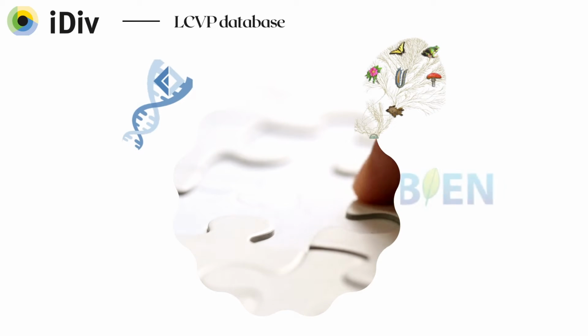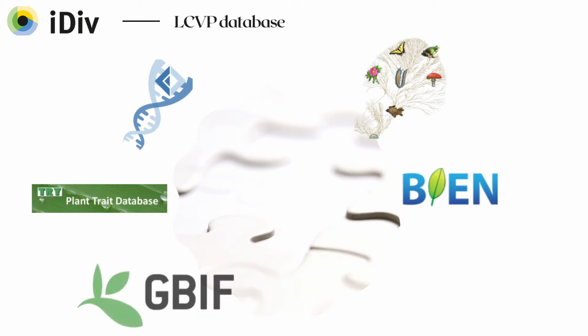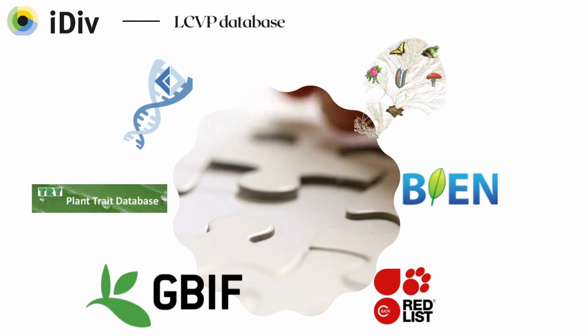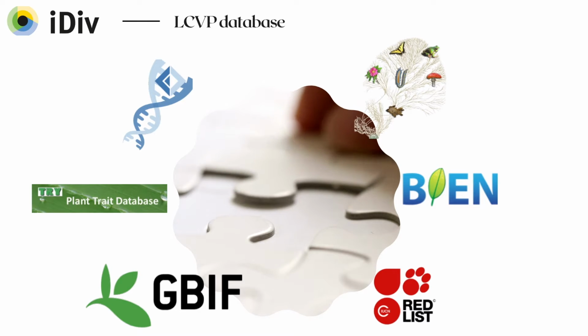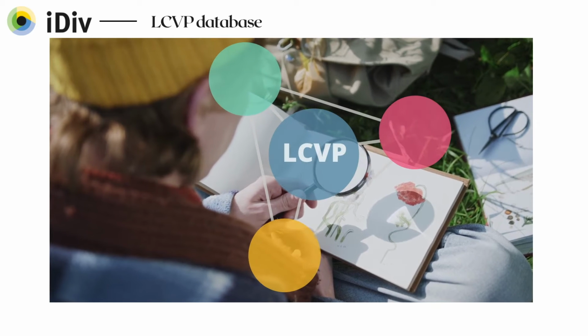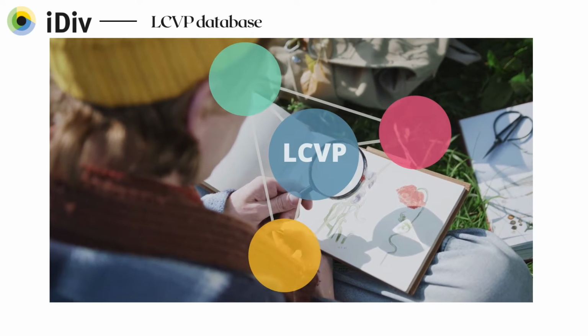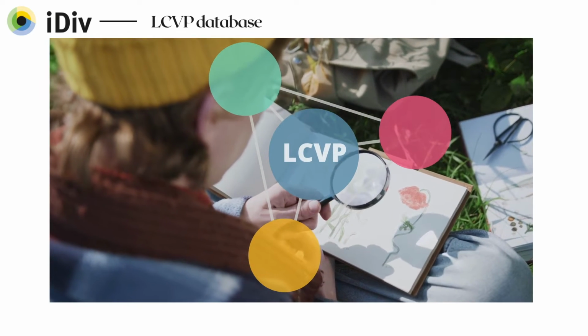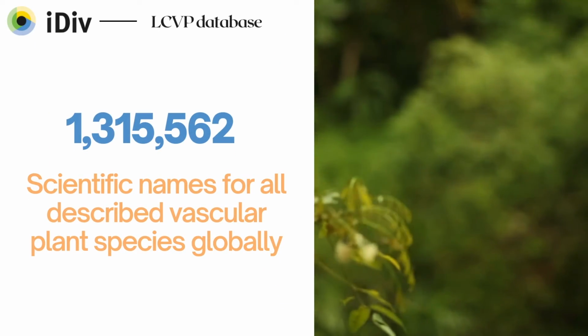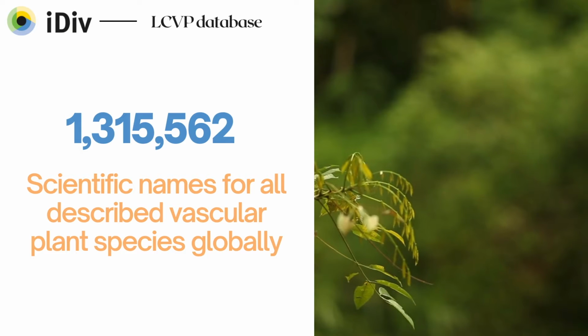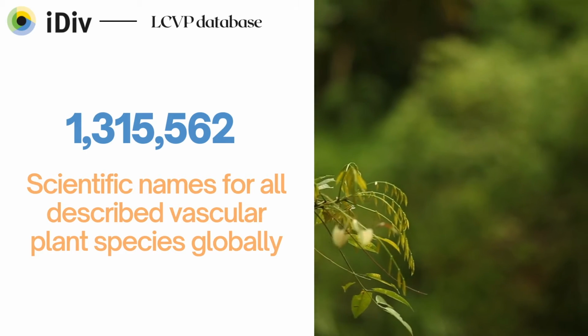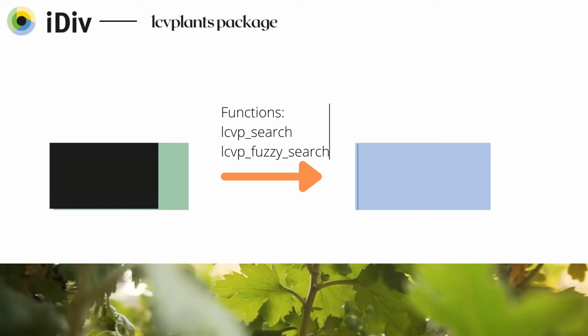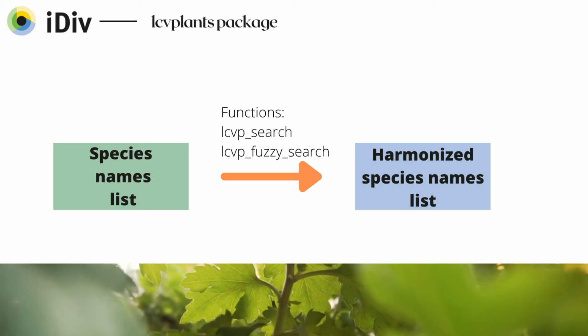Currently, biologists are faced with a challenge to put together and combine several databases. The problem occurs due to taxonomic mismatches. Faced with this problem, scientists put together the LCVP database, which is a new taxonomic reference list for all known vascular plants, and it includes more than 1 million scientific names. You can readily use the LCVP database using the new R package lcvplants.